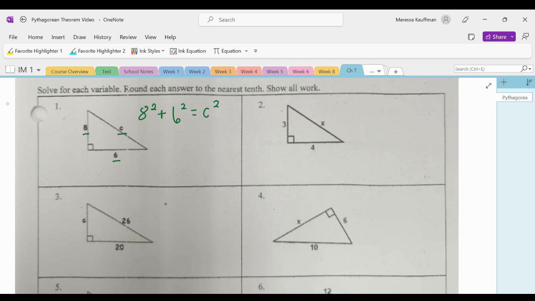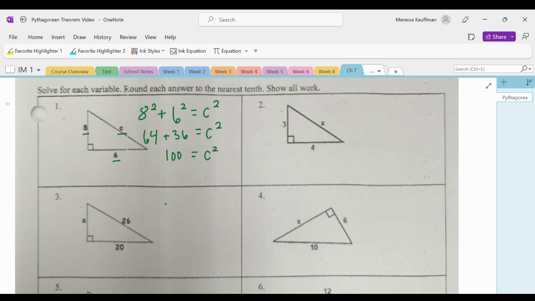Now I have my formula set up. Now I can solve. So I have 64, that's 8 times 8, plus 36, 6 times 6, is equal to c squared. 64 plus 36, what is that? Oh, it's nice. It's 100 is equal to c squared.